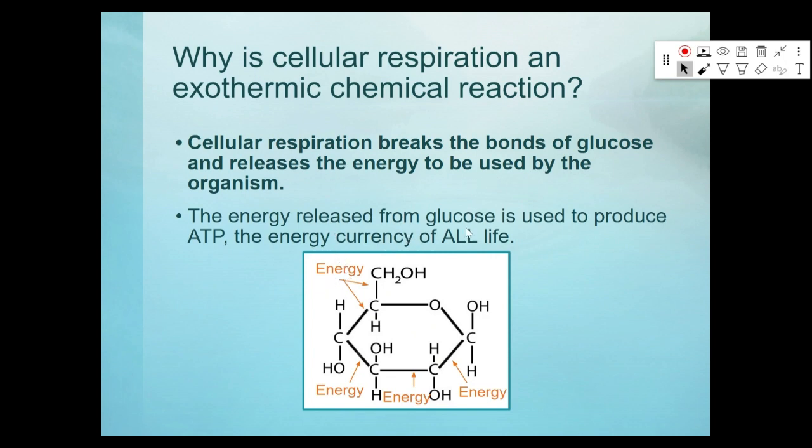So the energy released from glucose is used to produce ATP, the energy currency of all life. And that's what I was looking for earlier, currency. Currency means money. So if you're ever thinking about ATP, you can kind of think of it like this: if you need to do anything, you need to pay in ATP. Even if you're just taking a breath of air, you need some ATP. You're blinking your eyes, you need some ATP. So all of that stuff comes from cellular respiration, which we could not do without glucose.